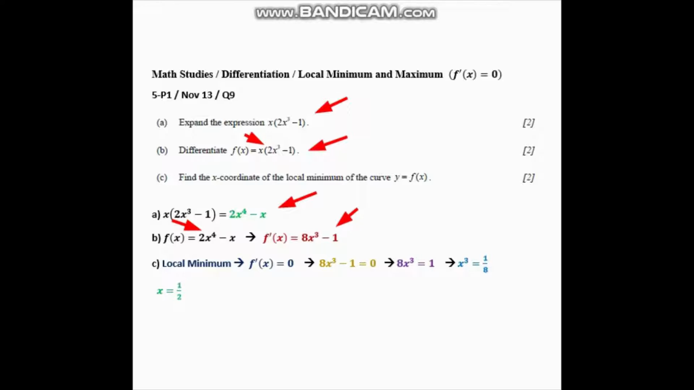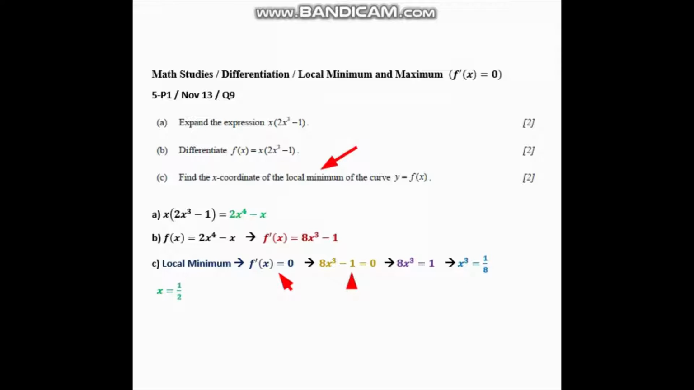Now moving on to question C, I am asked to find the x coordinate of the local minimum of the curve y equals f of x. So basically I need to set f dash of x to 0 as we've done before and find x. So 8x cubed minus 1 equals 0, and I solve this either algebraically or using the GDC. This is up to you. So I've chosen to do it algebraically here for a change.